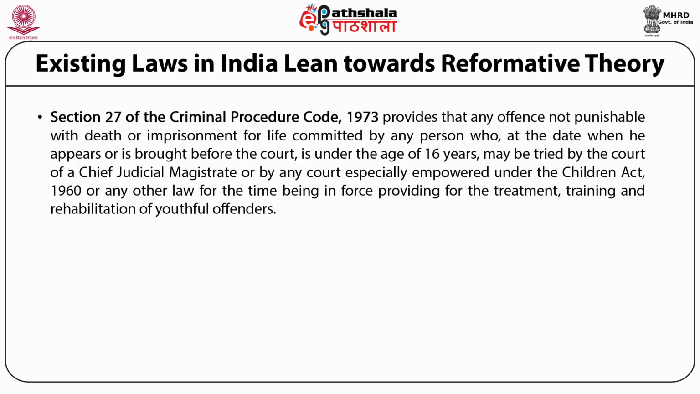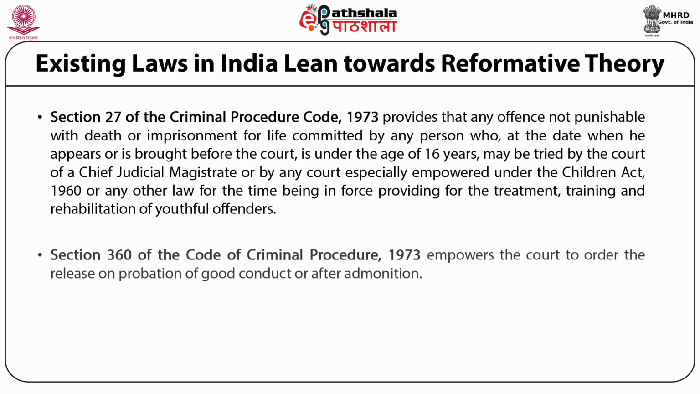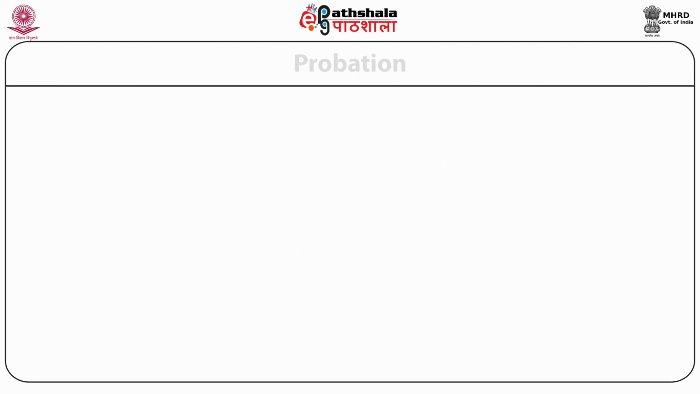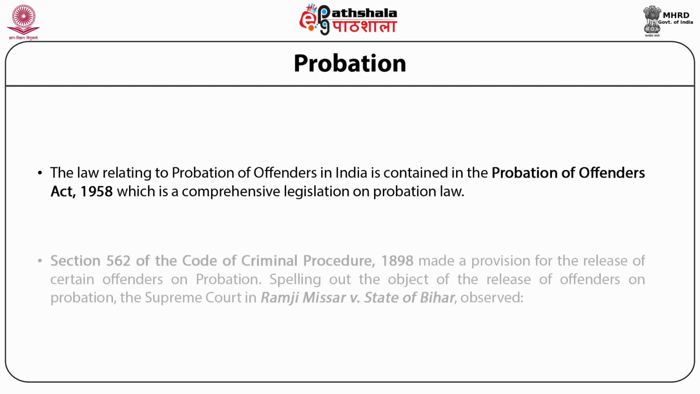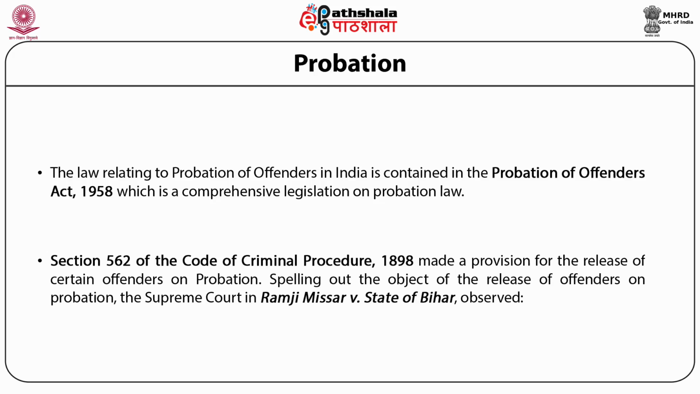Section 27 of the CrPC, the Code of Criminal Procedure, provides that any offence not punishable with death or imprisonment for life committed by any person who at the date when he appears or is brought before the court is under the age of 16 years may be tried by the court of a chief judicial magistrate or by any court especially empowered under the Children Act 1960 or any other law for the time being enforced providing for the treatment, training and rehabilitation of youthful offenders. Section 360 of the CrPC empowers the court to order the release on probation of good conduct or after admonition. The law relating to probation of offenders in India is contained in the Probation of Offenders Act 1958, which is a comprehensive legislation on probation law and complements the provisions of the CrPC.